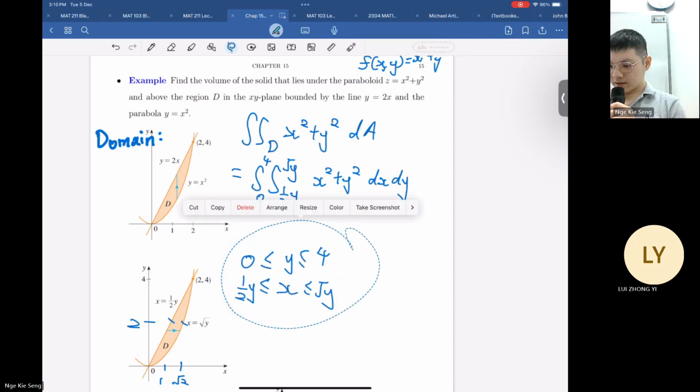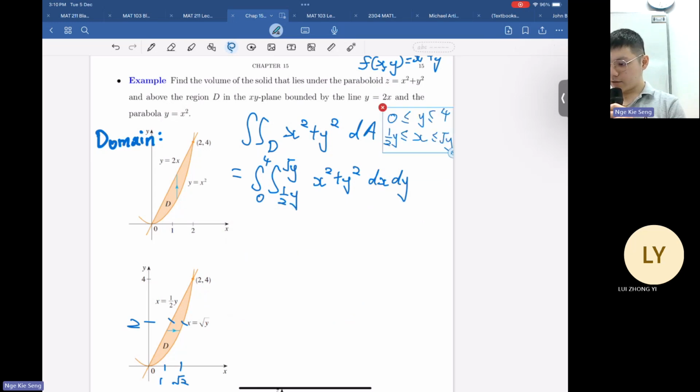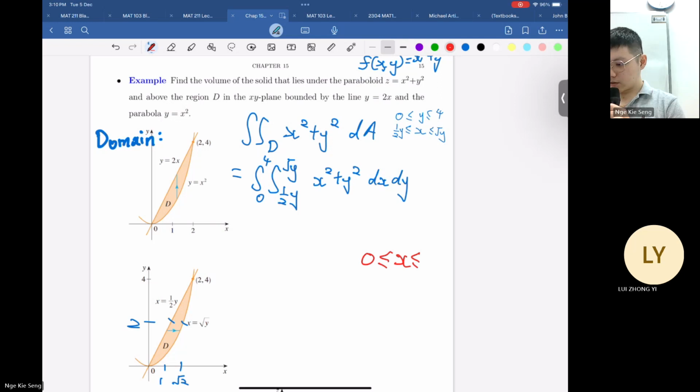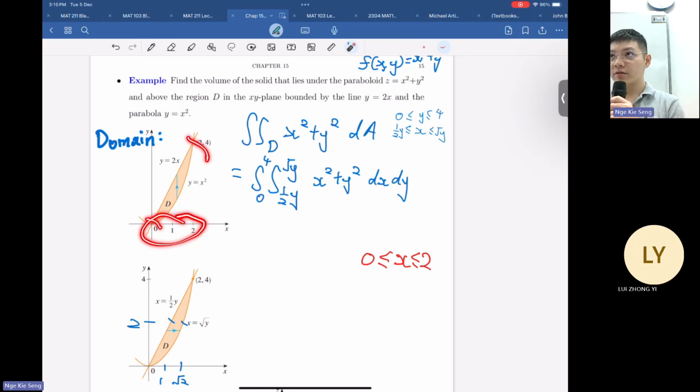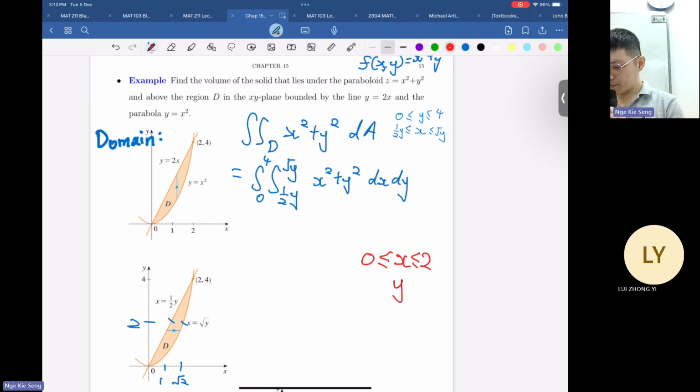All right. How about the other way? What if we do the other way? What if we fix x first? x from 0 to 2, right? So how to get this 0 to 2? You need to check your intersection points. Make sure you get the intersection points, right? And then how about y? Bounded below by x squared, bounded above by 2x.